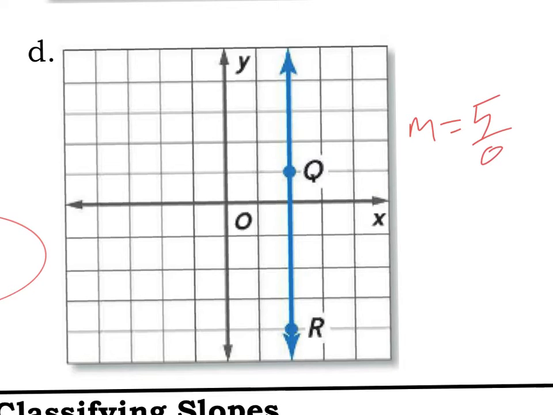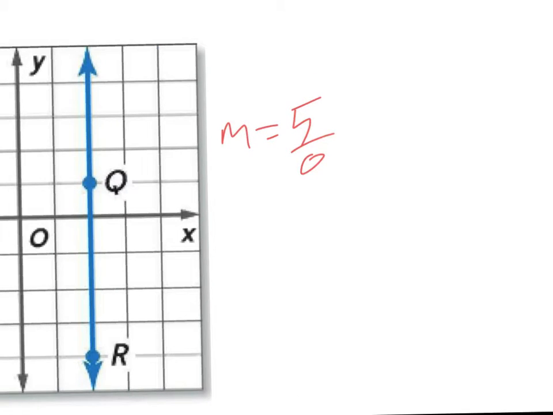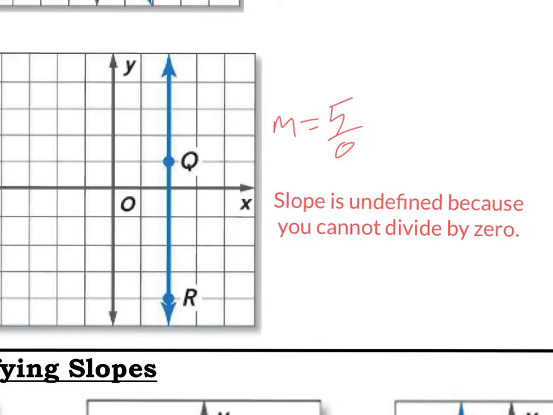And if you recall, you cannot divide by 0. If you type in 5 divided by 0, your calculator will give you some sort of error message. So this kind of slope is called an undefined slope. So there, I just wrote down that slope is undefined. That's that key word right there. That's what you would just say. Undefined is your answer because you cannot divide by 0.